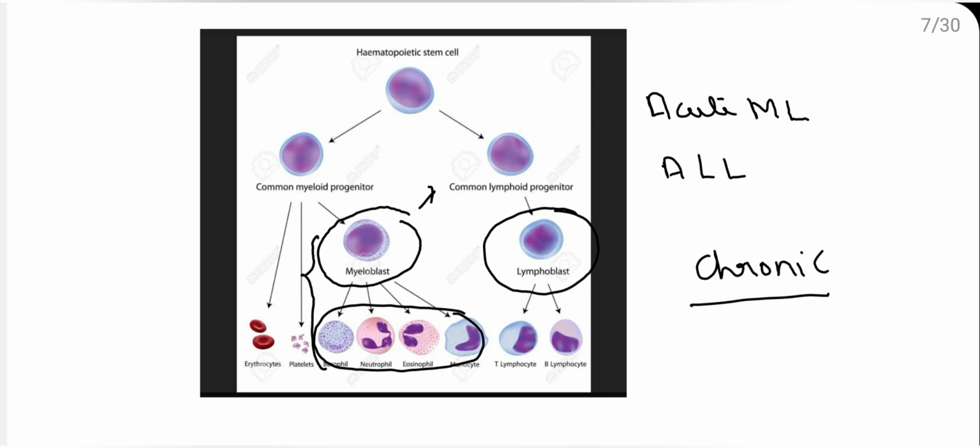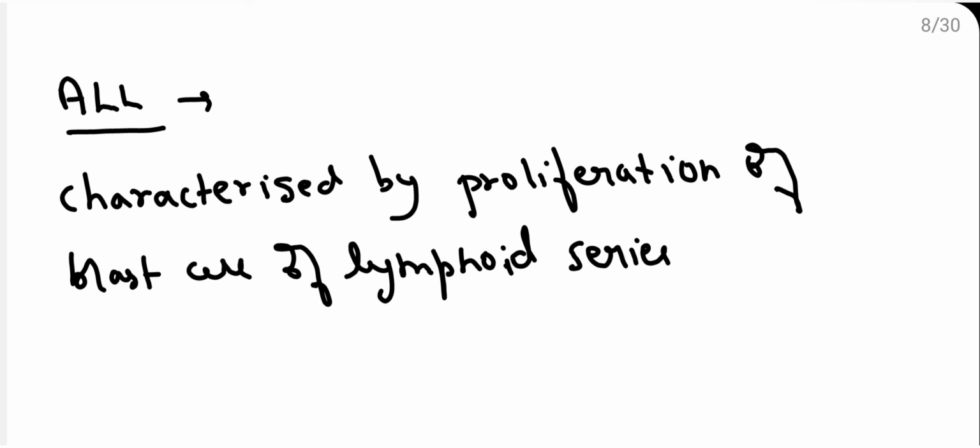If it is chronic leukemia and the series of cells belong to the myeloid series, then it is chronic myeloid leukemia, or if it belongs to the lymphoid series, then it is chronic lymphoid leukemia. Just remember, in acute leukemia you see blast cells, in chronic leukemia you see the entire series of cells. That's how you differentiate chronic leukemia from acute leukemia.